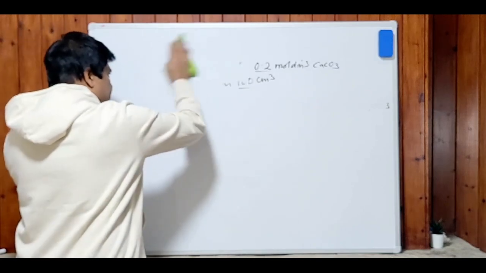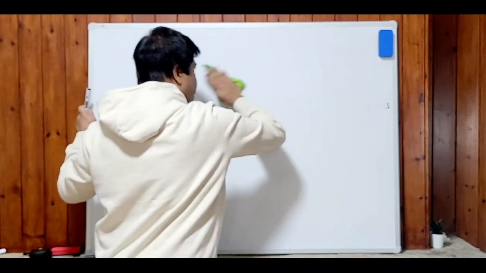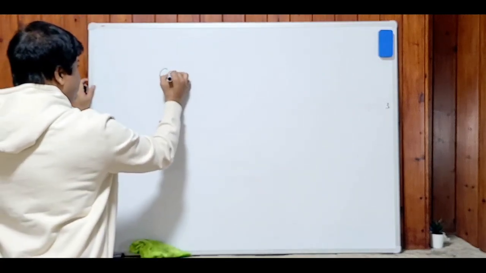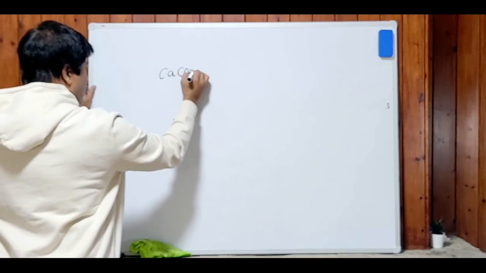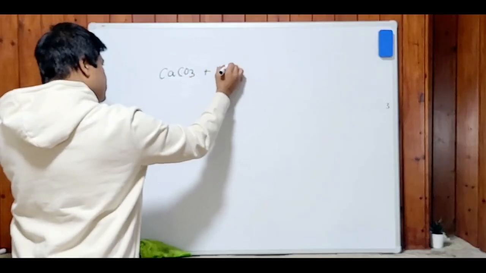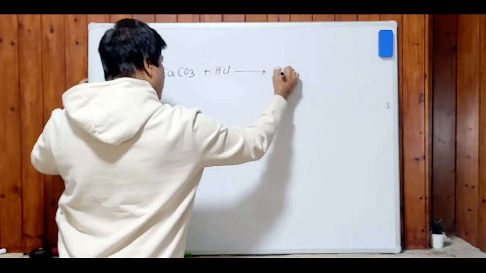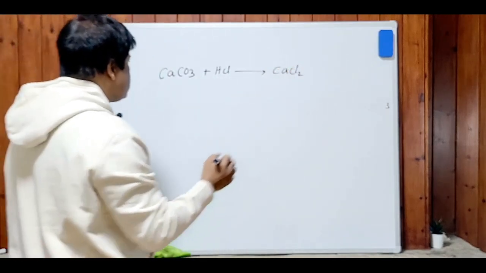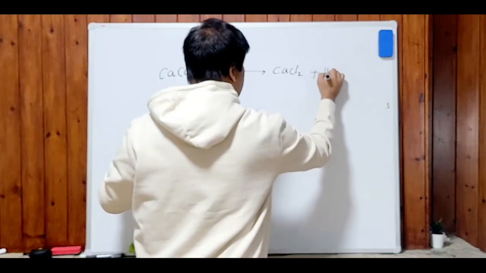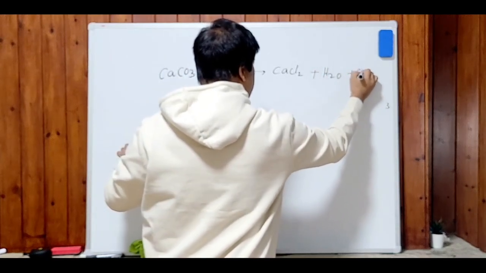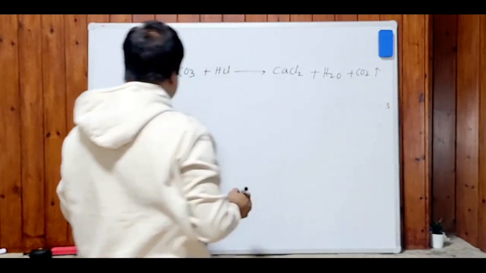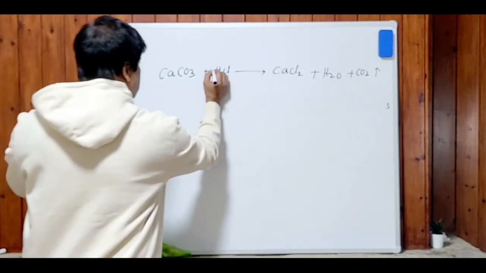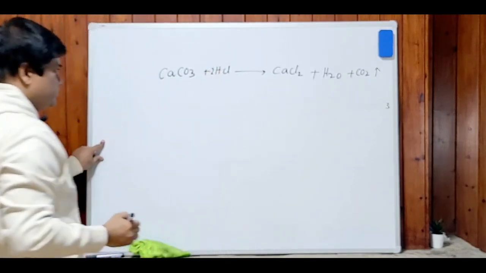Look at that. I want to write the chemical equation. Calcium carbonate reacts with hydrochloric acid to form calcium chloride plus water plus carbon dioxide gas. Is that equation balanced? Nope. Times by 2, now it is balanced.